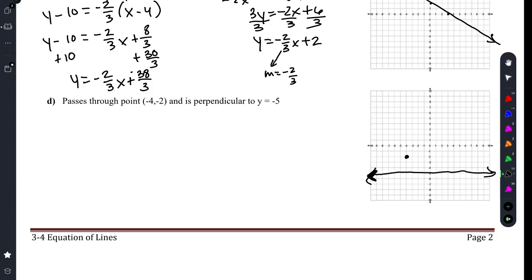And if it's perpendicular, what does that mean? Up and down. So a perfectly horizontal line is perpendicular to a perfectly vertical line. Now, what's the equation of every vertical line in the entire universe? X equals a number, right? X equals a number will always be vertical, right? All right, so x equals number is vertical. So x equals what in this case? Negative 4, because that's what the x coordinate is. So that's the equation of the line that's perpendicular to y equals negative 5.